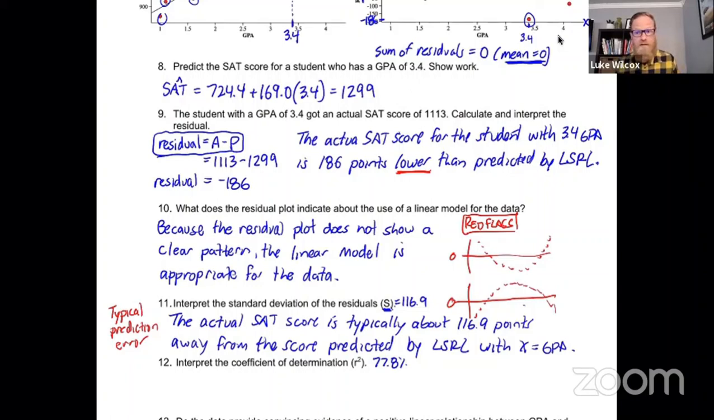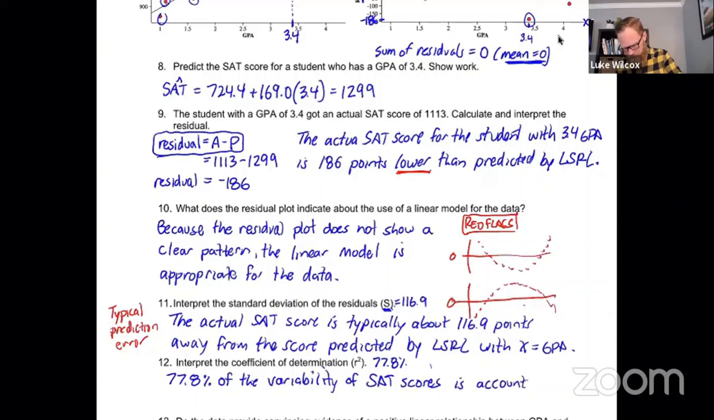Now, in terms of interpreting it, you sort of have to know this one. There's a little bit of a sentence frame that you're going to want to use here, and we're trying to describe that percentage. So I'm going to say 77.8% of the variability in the Y values, and in this case, that's SAT scores, so I'm going to say of SAT scores, is accounted for by the LSRL with X equal to GPA.